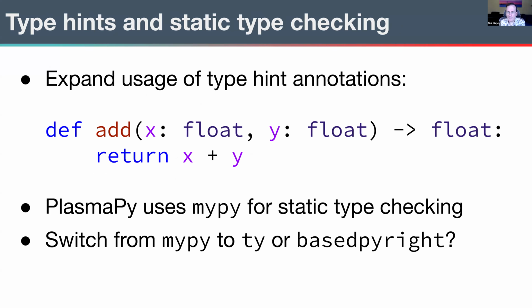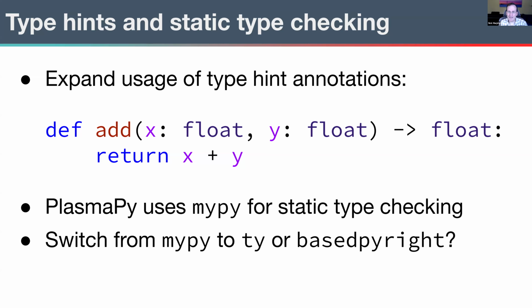We're also going to expand the usage of type hint annotations. And if you're not familiar with them, they're the things where you say what types are expected for attributes, or for arguments to functions, and then the return values. And by default, these do nothing. For PlasmaPy, we use them occasionally to make sure that things have the right units and whatnot. We use MyPy to check that these type hint annotations are correct, or at the very least consistent.